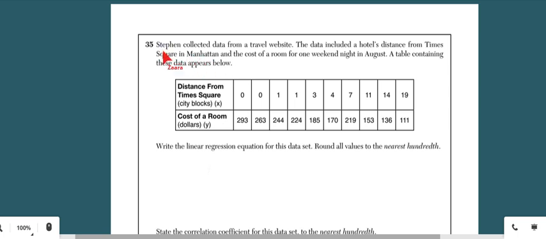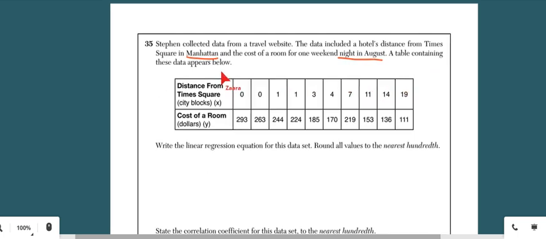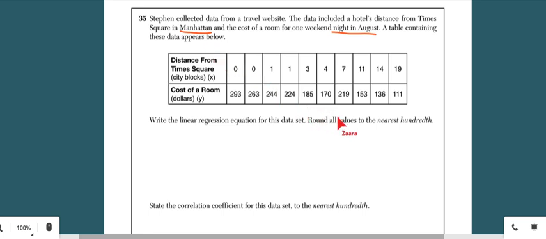Stephen collected data from a travel website. The data included a hotel's distance from Times Square and, what is this word, Manhattan. Is it an area in America? And the cost of a room for one weekend night in August. A table containing these data appears here. The question is, write the linear regression equation for this data set and round all values to the nearest hundredth.